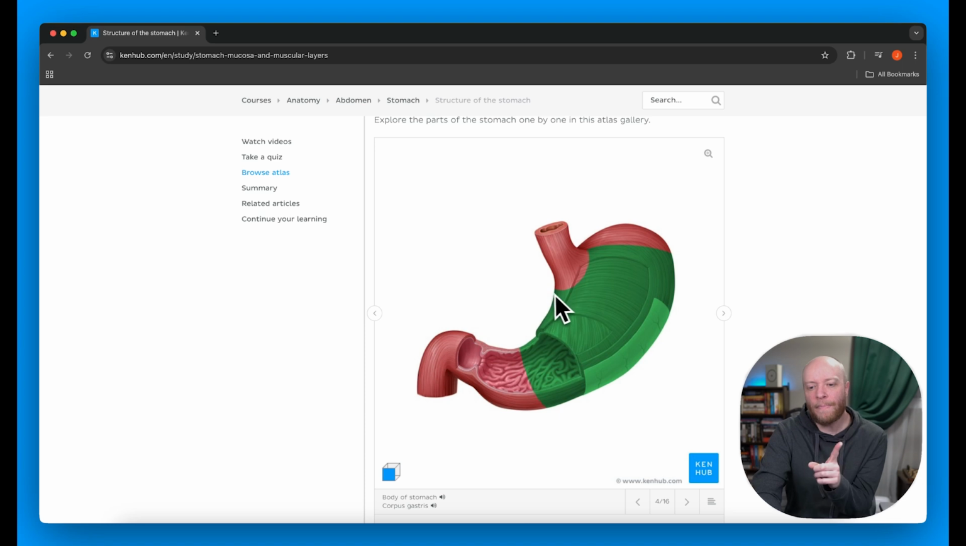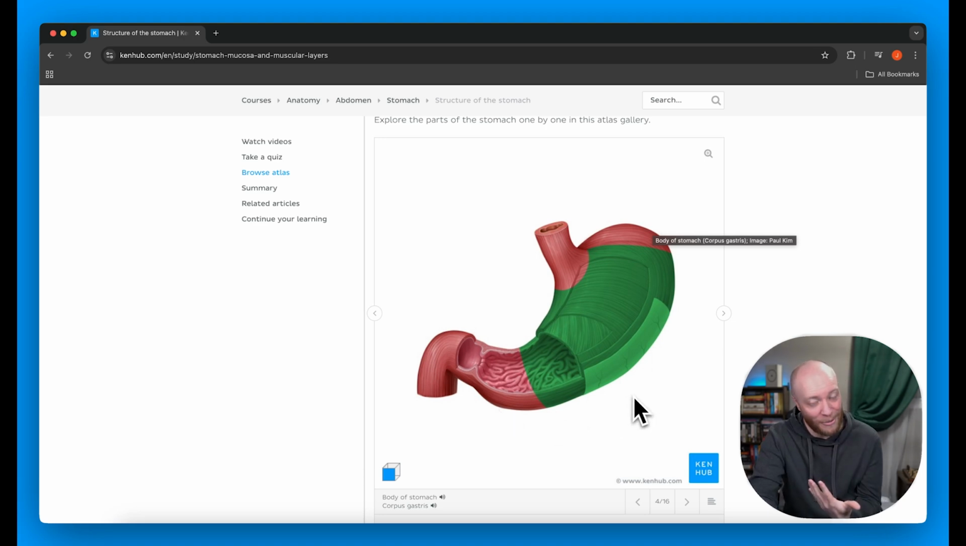But I think it's important to mention that we have these curvatures alongside the body. So this inside curvature here, from the esophagus going all the way down to what we're going to see as part of the small intestine, this is what we call the lesser curvature of the stomach. Then on the opposite side, we have this really long curvature here that we call the greater curvature.